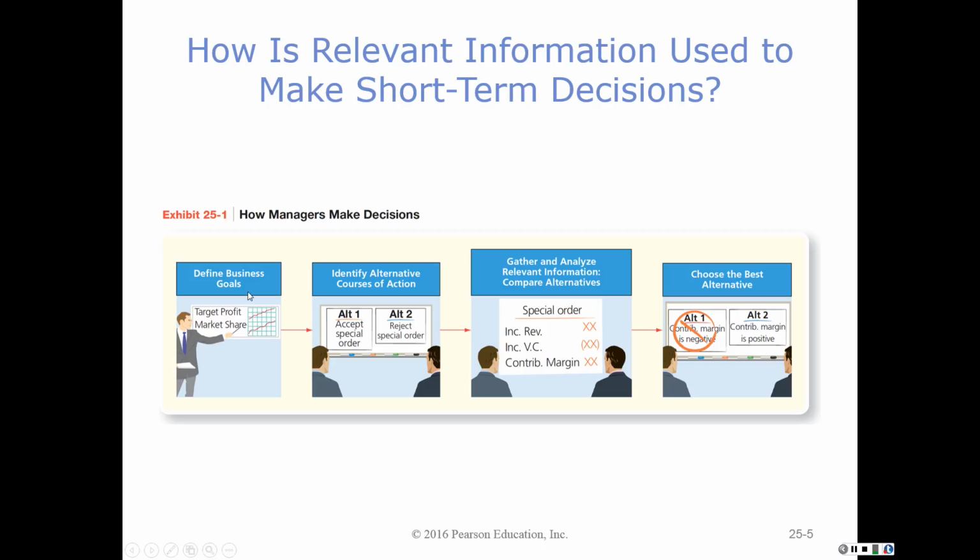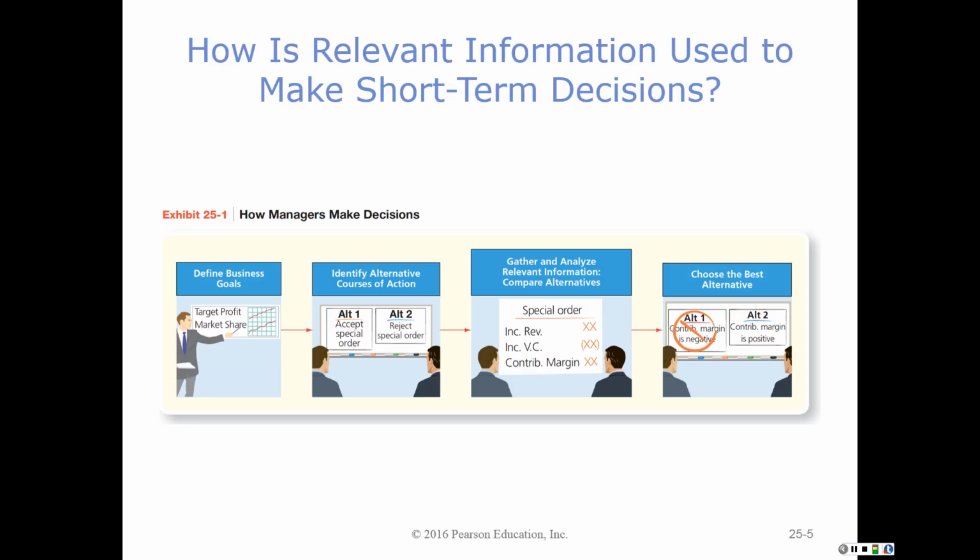Okay, so the illustration that your book provides is very interesting here because we have to understand, even though defining business goals is a long-term objective, when we're making short-term business decisions, we need to keep our long-term strategic business objectives in mind. Okay, because our short-term decisions need to be congruent with what we want to do overall as an organization in the long term. So if we've got a decision and we need to decide what is the best course of action. Okay, so do we accept a special order or do we reject that special order?